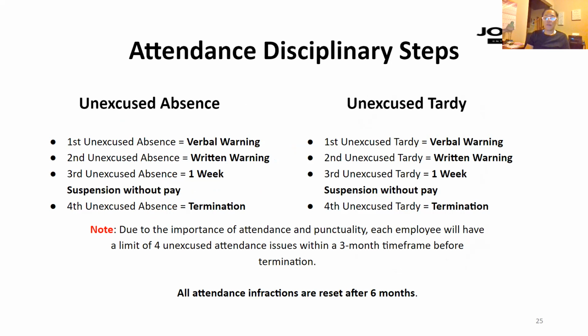Due to the importance of attendance and punctuality, each employee will have a limit of 4 unexcused tardies as well as 4 unexcused absences within a 3-month time period before disciplinary action is taken. And here on your screen, you'll see the disciplinary action for both unexcused absences as well as unexcused tardies. There is a reset period of 6 months for both unexcused absences and unexcused tardies.